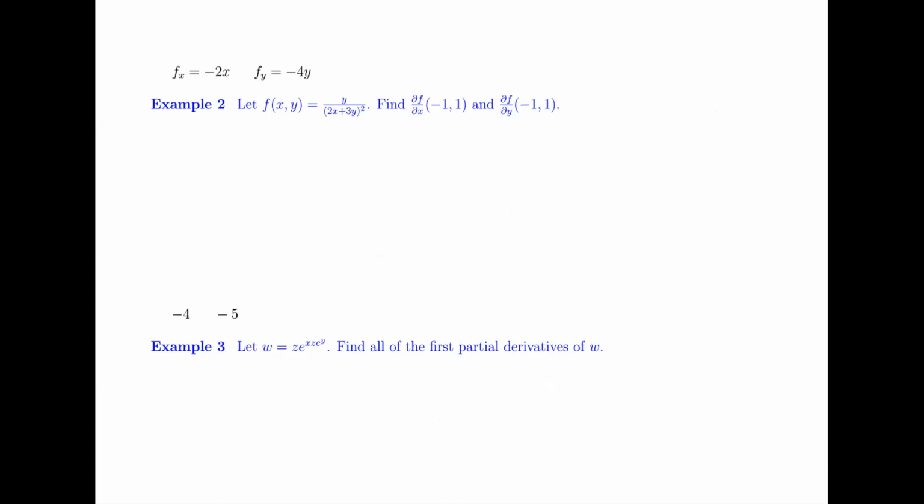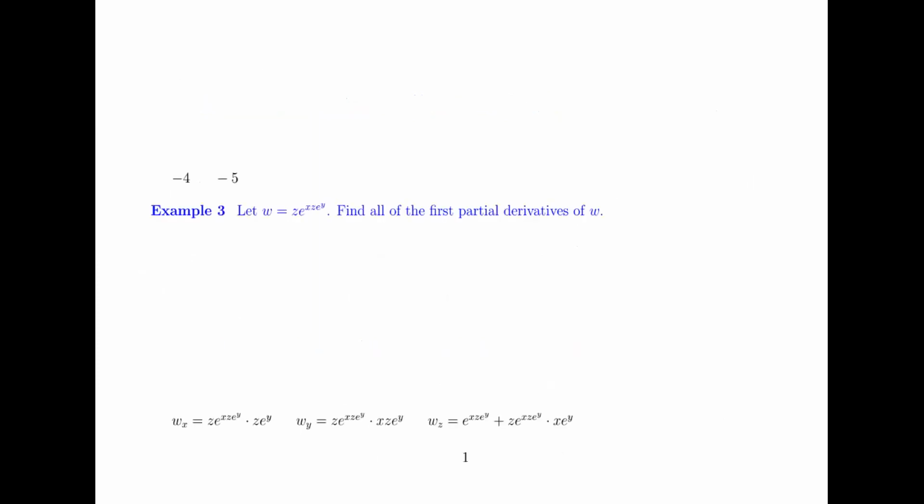So very last example here for this video, we're going to find all first order partial derivatives of w. But notice w has 3 independent variables now. So we are going to do the 3 first order partials. So let's take the first order partial with respect to x.